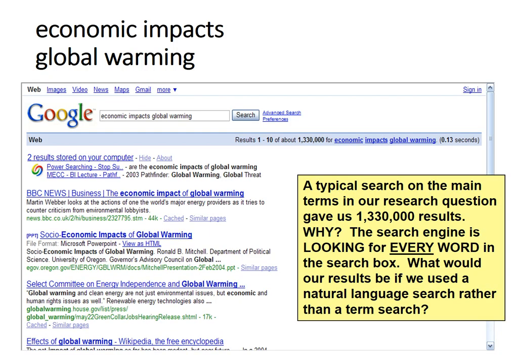This is a term search on the internet where the researcher types in the main terms of the research question. A typical search on the main terms in our research question gave us 1,330,000 results. Why? The search engine is looking for every word in the search box. What would our results be if we used a natural language search rather than a term search?